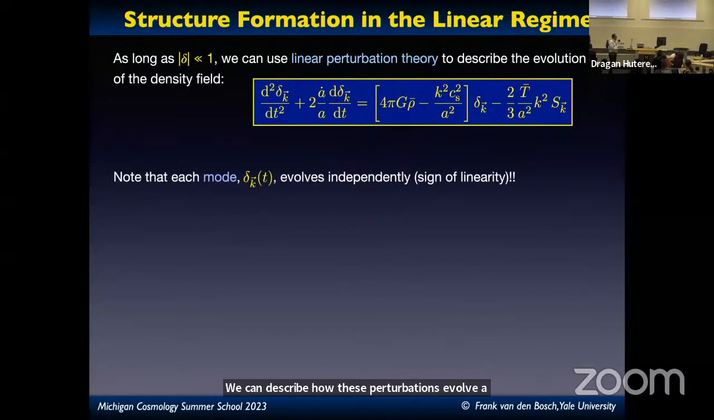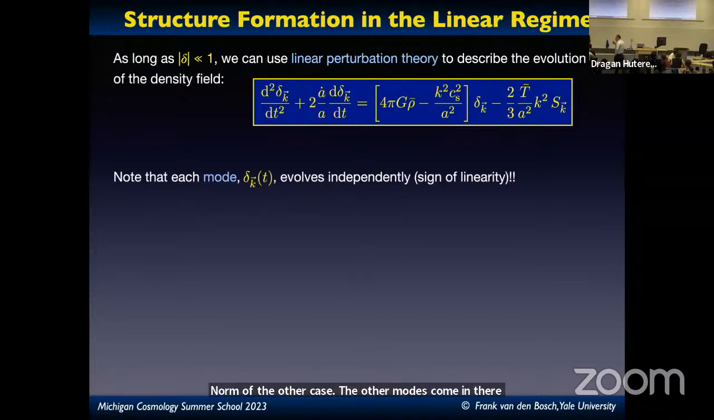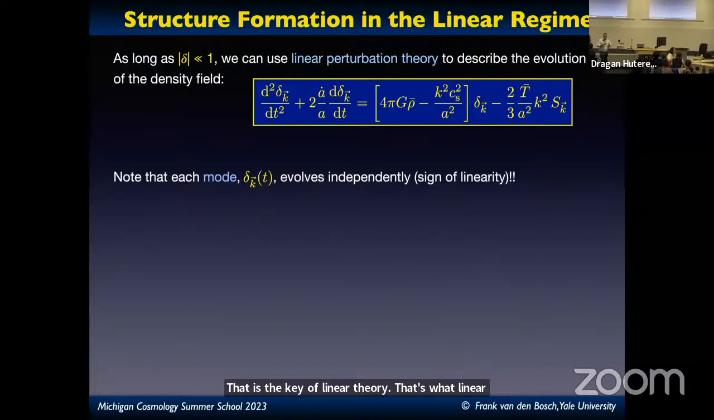The other thing to notice is that I wrote down an expression for how the amplitude of this mode evolves, and the only thing that appears is k. None of the other ks of the other modes come in there. That means each mode evolves completely independently from the other modes. That is the key of linear theory. That's what linear means. So you can do this mode by mode, and that's why this is often done in Fourier space. Each mode evolves independently, and the evolution is described by this simple equation.